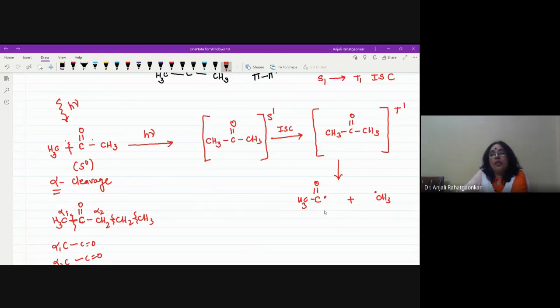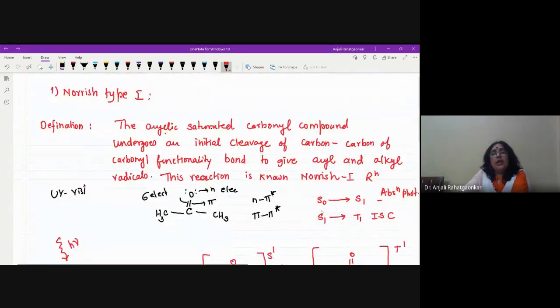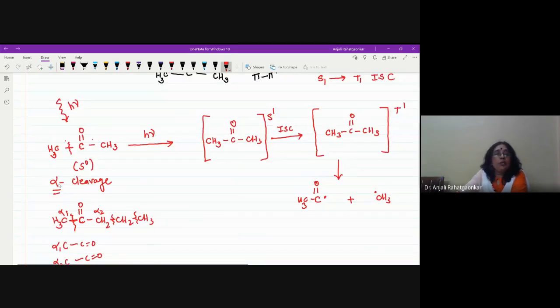characteristics to be remembered over here: the first characteristic is it requires acyclic saturated carbonyl compounds. In some cases we have also observed the Norrish type I reaction, but with the acyclic saturated carbonyl compound, alpha cleavage takes place over here, and in the third step there is a formation of the free radicals, which are the acyl radical and the alkyl radical. Now here I can write some characteristics.